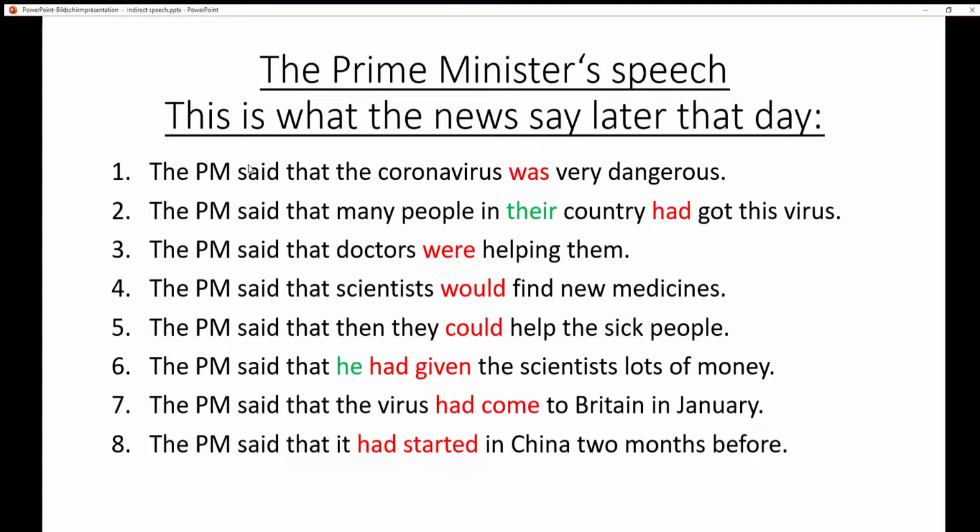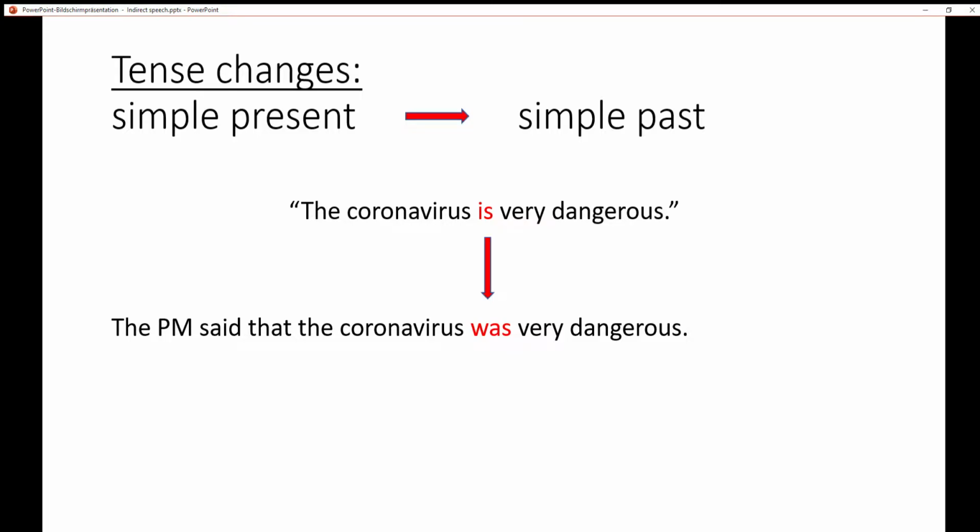Important is this. You need to make these changes when you report later what somebody said, when you introduce these sentences with a verb in the simple past, which is the normal thing. So we'll go through the different tense changes one by one, so you get a good chance to understand what's happening. Let's start with the first sentence. The coronavirus is very dangerous. That's what the Prime Minister actually says. And then the reporter writes down, the PM said that the coronavirus was very dangerous.